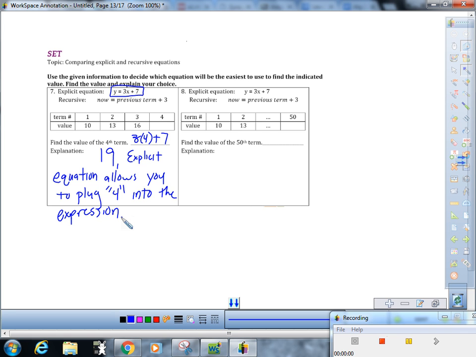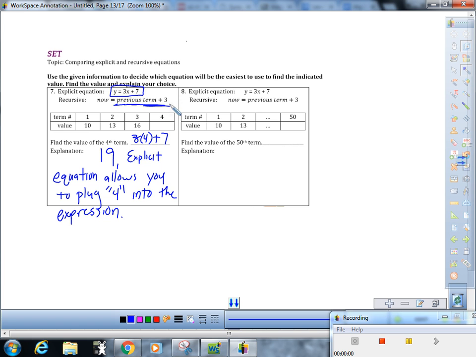Okay? Okay, well, the value of the 50th term, we don't know. Maybe, I guess they're going to say this one might have been easier to use the recursive. Just take 16 and add 3. That makes sense, okay? I don't know which one's easier. It doesn't really matter. It's just my opinion, man.